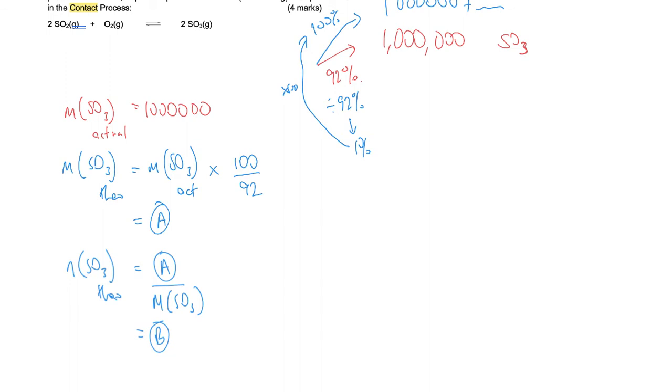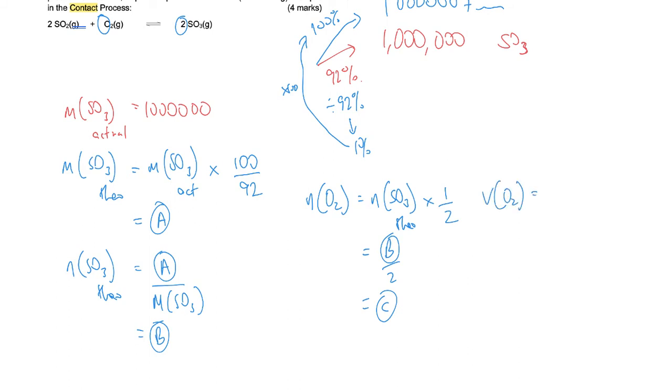Then we need to work out the volume of oxygen required to produce that much. So we need to work out the number of moles of O2, which will be equal to the number of moles of SO3 theoretical times 1 on 2, because we got a 2 and a 1 there, so we get half the number of moles, which will be equal to B on 2, which will be some value, so we'll call C. And then we can work out the volume of that oxygen.